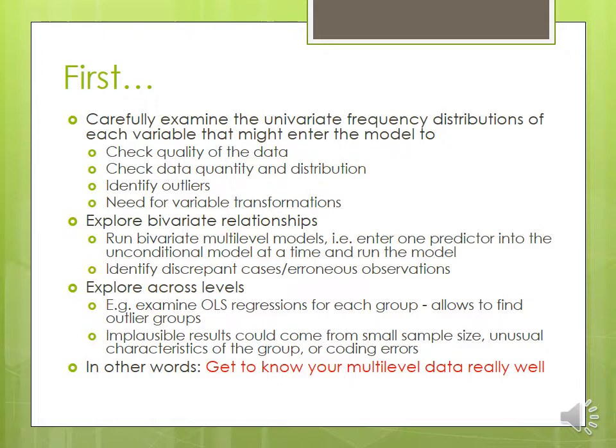You also want to look across levels, so looking at different groups, especially if you have large clusters, running some ordinary least square regressions for each of your groups or clusters allows you to find some outliers in groups. Looking at means and standard deviations per group, looking at those distributions is another way of looking at those. And you could get implausible results if you have small sample sizes, unusual characteristics of the group, or coding errors. So these are all good measures to get to know your data, and this is why I've highlighted this in red. You need to get to know your multi-level data really well.